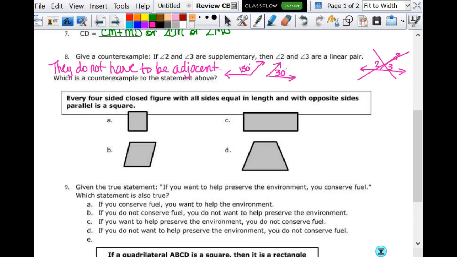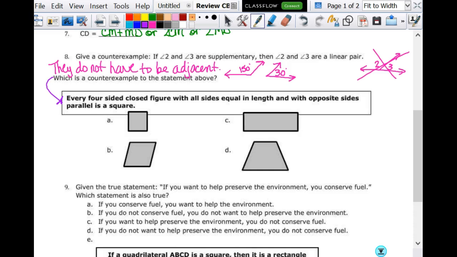All right, so then we're looking for another counterexample. Oh, no, that was that question. So every 4-sided closed figure with all sides equal in length and with opposite sides parallel. It says statement above. That's why I'm confused. This actually goes with this. It's the statement below. So I want a counterexample. Every 4-sided closed figure with all sides equal in length and with opposite sides parallel is a square.